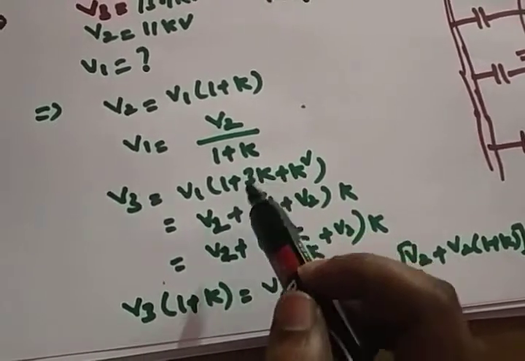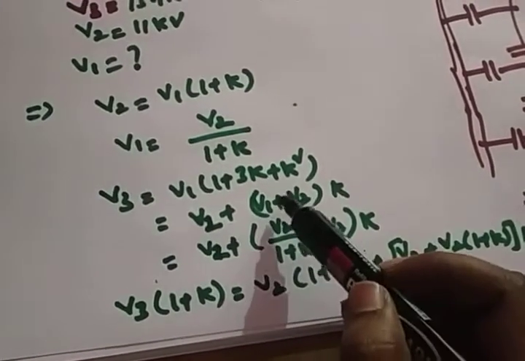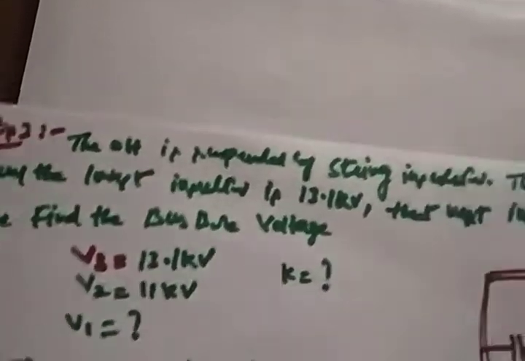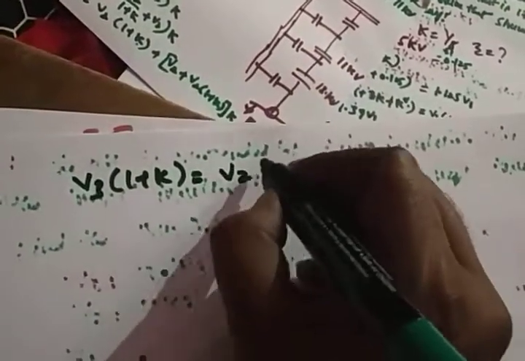But this formula is not enough. So that's why I'll go for another formula: V2 plus V1 plus V2 into K. From this, you will substitute the value of V1. From that, all the figures, you'll get the quadratic equation. So what is that equation that you got? If you solve this one, you'll get the equation: V3 into 1 plus k is equal to V2 into 1 plus 3k plus k square. So in this form you'll get.